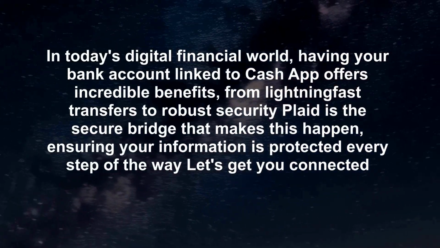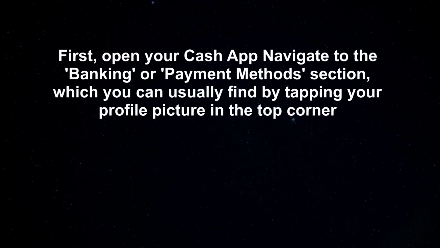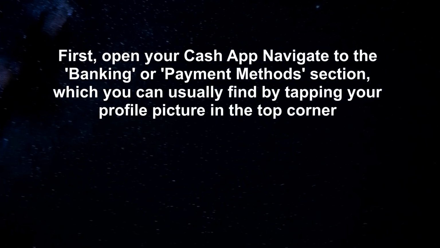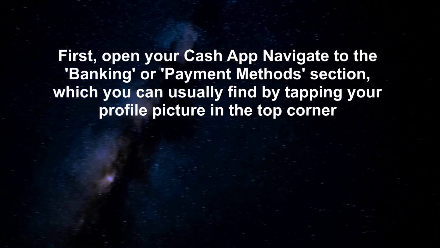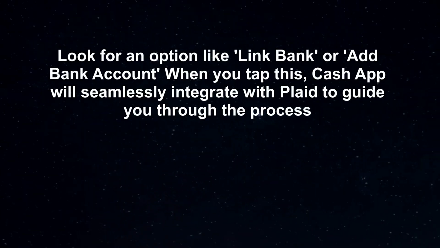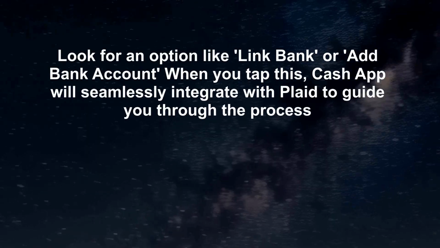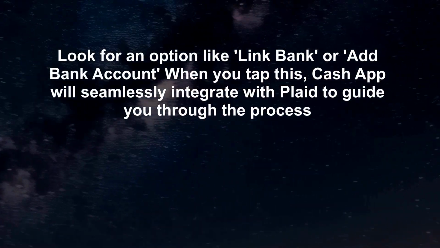Let's get you connected. First, open your Cash App. Navigate to the banking or payment methods section, which you can usually find by tapping your profile picture in the top corner. Look for an option like Link Bank or Add Bank Account. When you tap this, Cash App will seamlessly integrate with Plaid to guide you through the process.